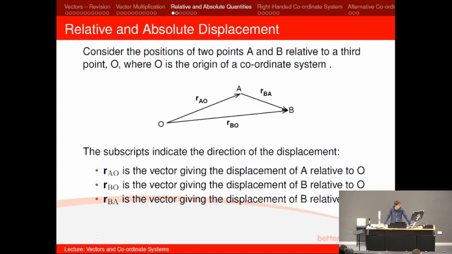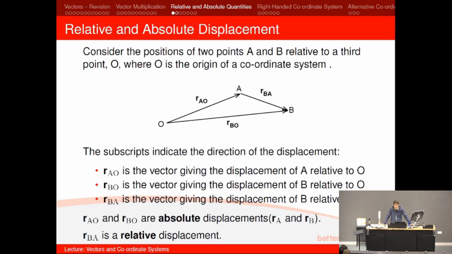The first subscript is always the vector, position or point that you're considering, and the second subscript is from where you're considering it. So in this case, RAO, you're considering point A, and you're standing at the origin, essentially. The same for point B. If you're looking at point B from the origin, RBO is the vector giving the displacement of B relative to O. Then you get a third one, which is RBA. Again, you are considering point B, but now you're standing at point A. So that's relative versus the other two being absolute.